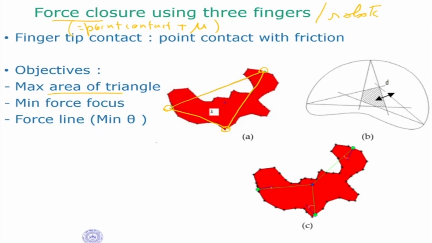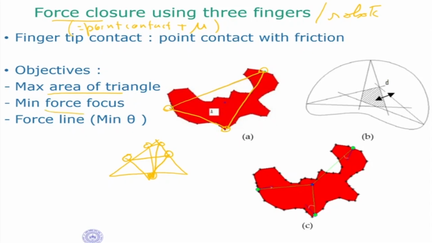Okay, so if you have an object like this, if you catch it here, here, and here, it will be more stable if the area of the triangle made by these 3 contact points is maximized. So if I have here, here, and here, this area is bigger, right? So this will be more stable as compared to that small triangle which is being made here. Okay, so that is why we need to maximize the area of the triangle.